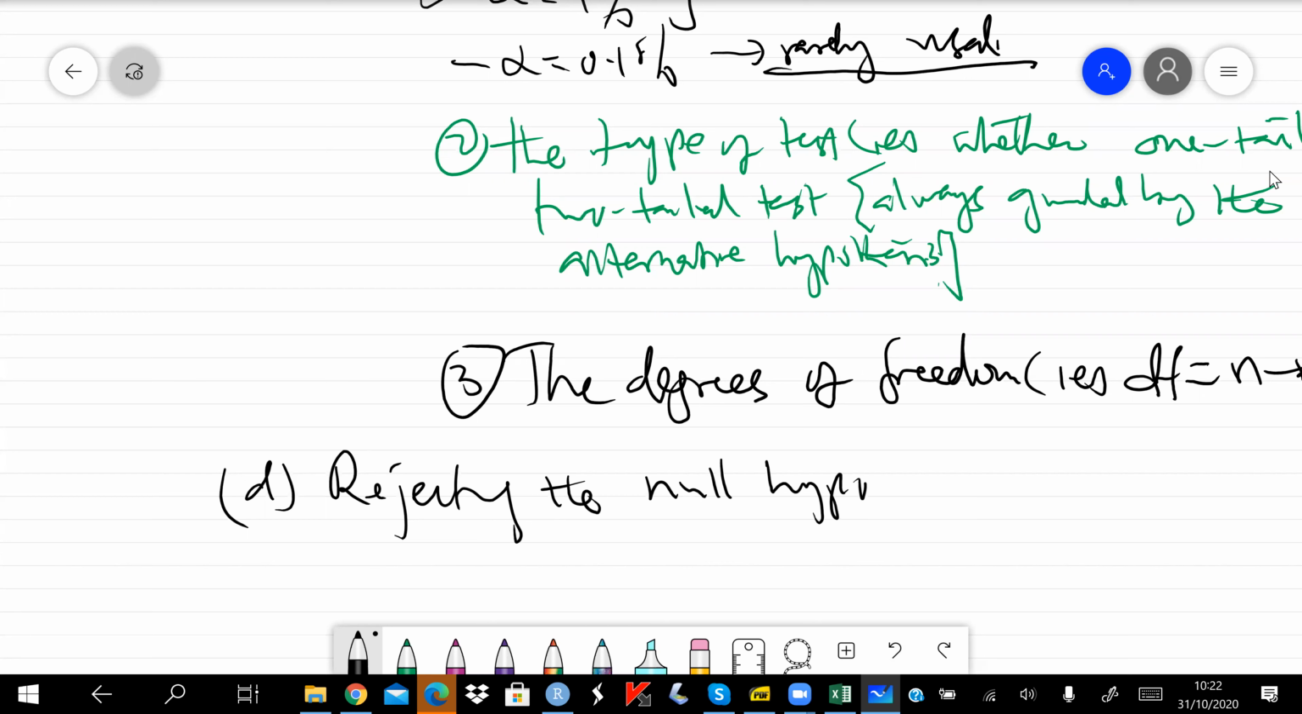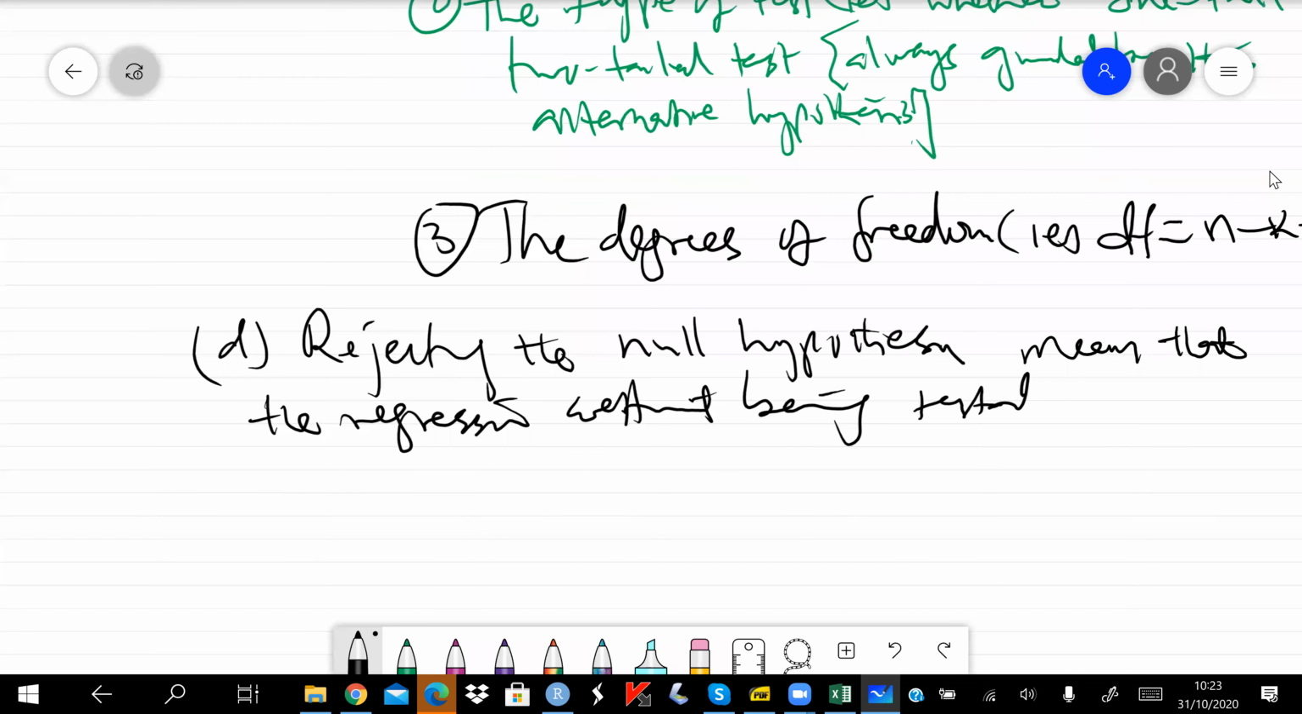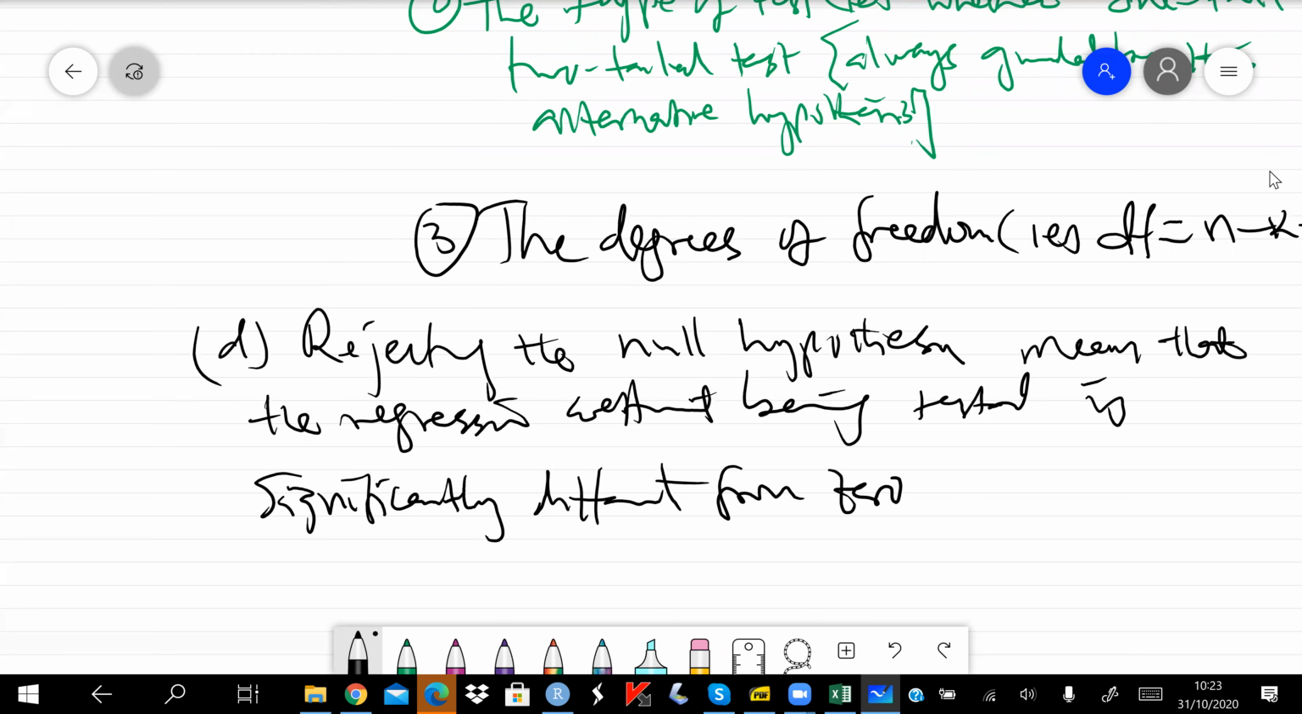Rejecting the null hypothesis means that the regression coefficient being tested is significantly different from 0. So it's not 0 in a significant way. So that means it's either larger than 0 or smaller.